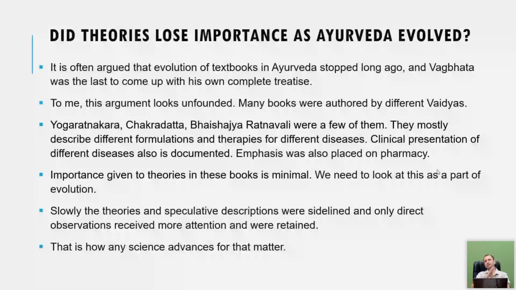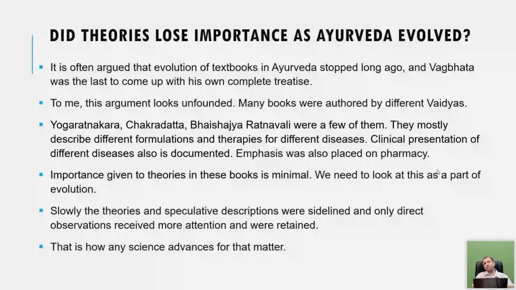Did the theories lose importance as Ayurveda evolved? It is often argued that the evolution of textbooks of Ayurveda stopped long ago, and Vagbhata was the last to come up with his own complete treatise. It is often argued that after the 6th century AD or so, there was no new Samhita. But to me, this argument looks unfounded. Many books were authored by different Vaidyas, for example, Yoga Ratnakara, Chakradatta, Bhashya Ratnavali, a few of them. They mostly describe different formulations and therapies for different diseases. This is their uniqueness. And the clinical presentation of different diseases also is documented, along with their diagnosis and treatment and different formulations.